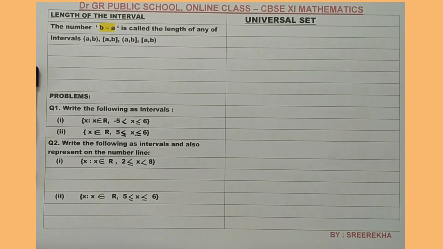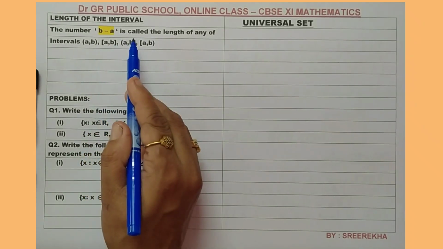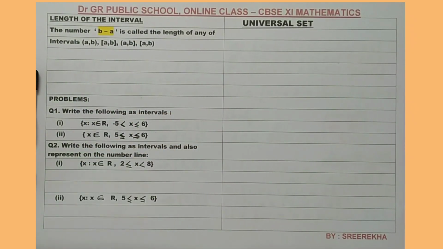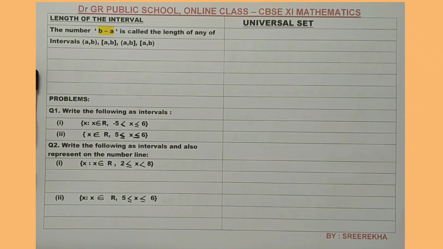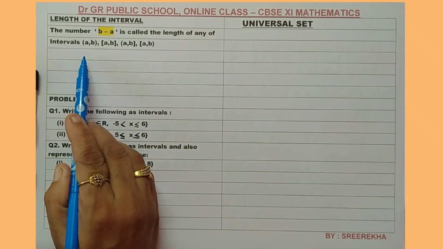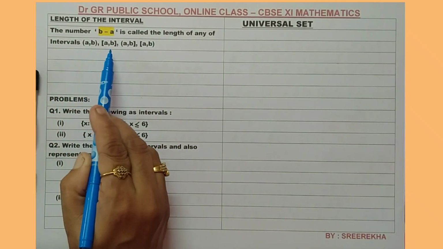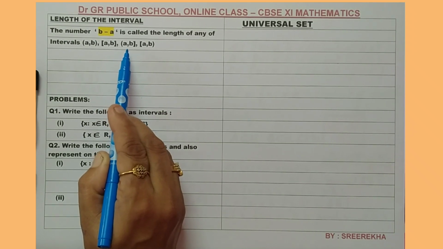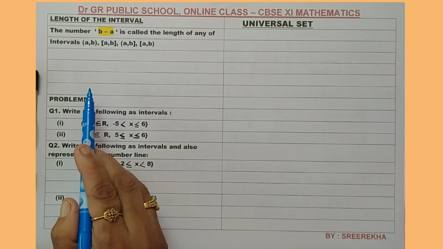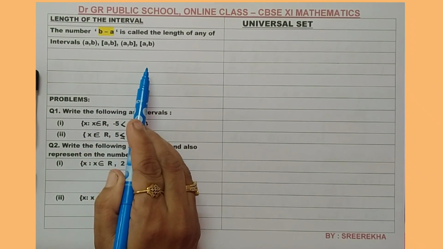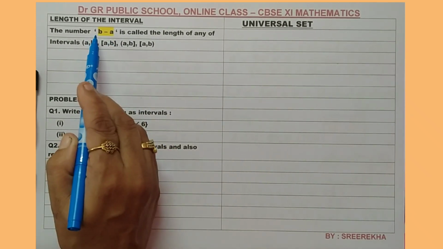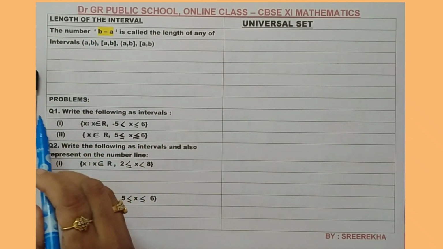Now, we are going to study a new term, length of the interval. The number B minus A is called the length of any of the intervals: open interval AB, closed interval AB, open closed interval AB, closed open interval AB. Whatever be the type of interval, its length can be found out by using the number B minus A.